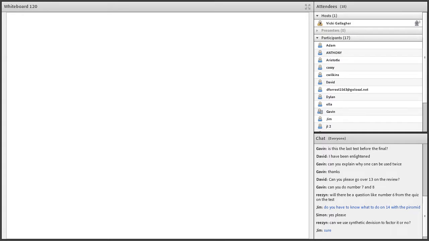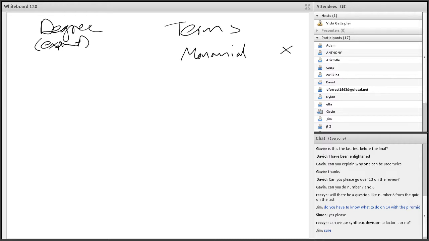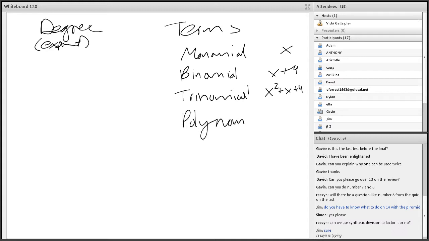Okay. So there's two different lists of vocabulary words. One is degree, and that's based on the exponent. The other one is based on how many terms there are. One term is called a monomial. Two terms is called a binomial. Three terms is called a trinomial. And anything bigger than a trinomial is called a polynomial.